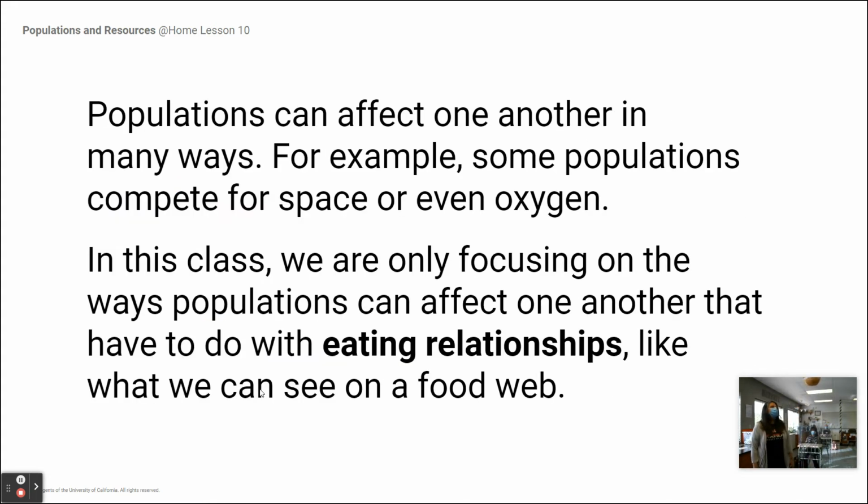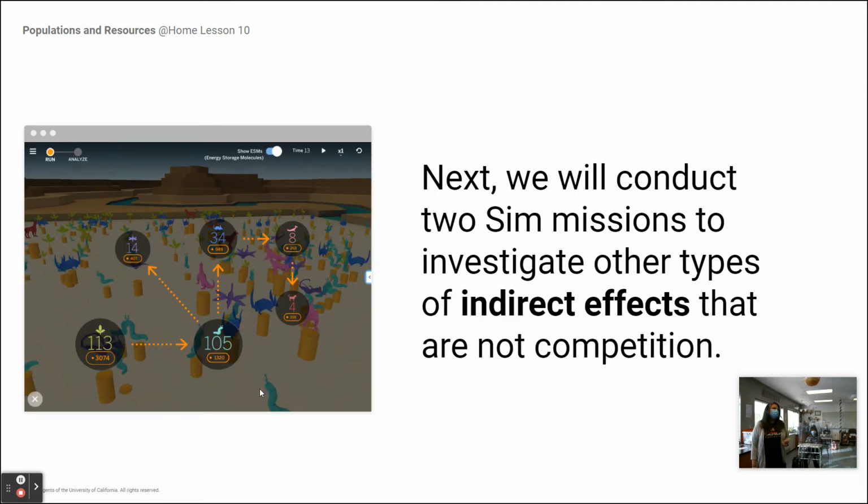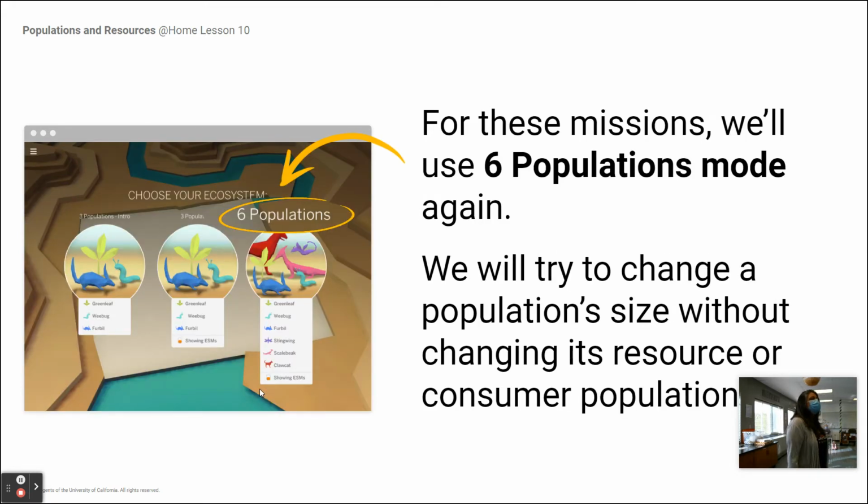Populations can affect one another in many ways. For example, some populations compete for space or even oxygen. But in this unit, we're only focusing on the ways populations can affect one another that have to do with eating relationships, like what we can see on a food web. So next, you're going to conduct 2 missions to investigate other types of indirect effects that are not competition. For these missions, you're going to use the 6 populations mode again, the last one that has the cat claw and the scale beaks. You're going to try to change the population size without changing its resource or consumer population.